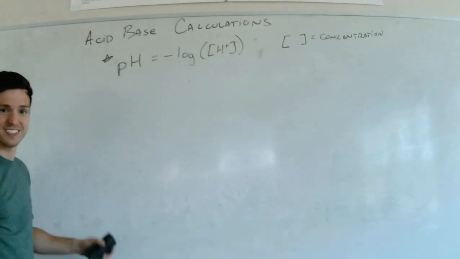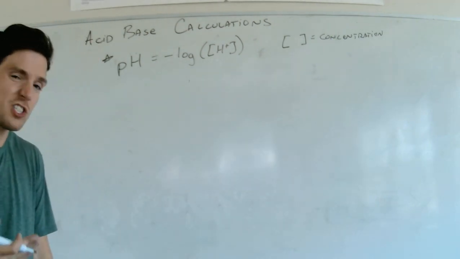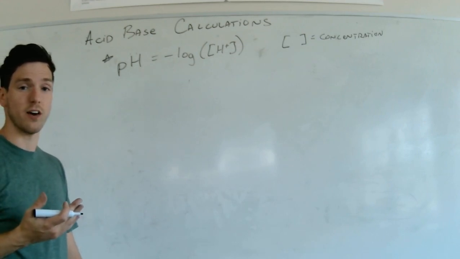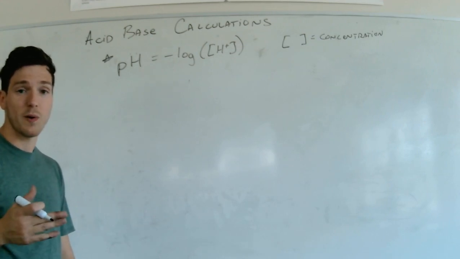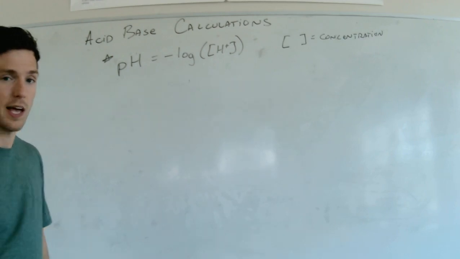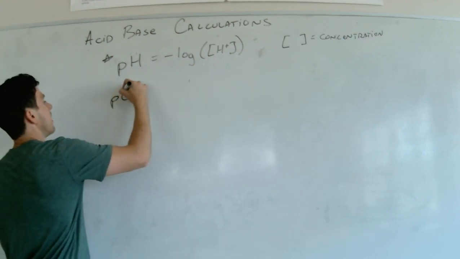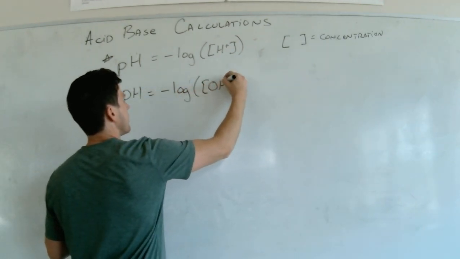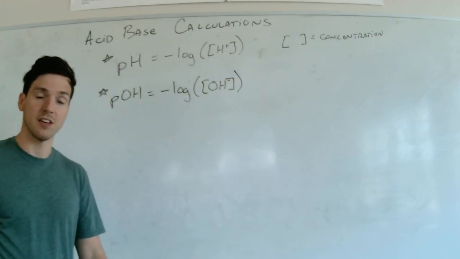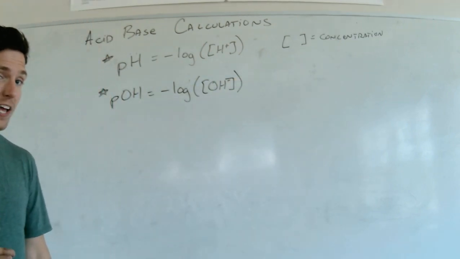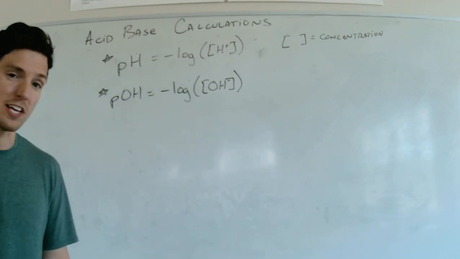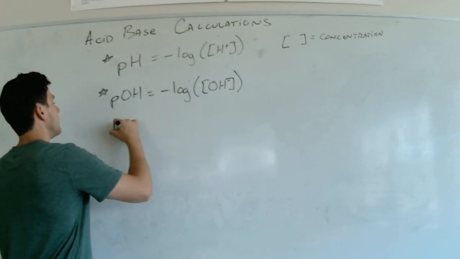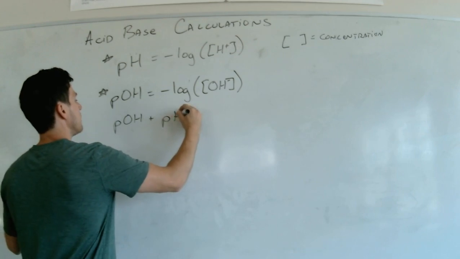Well, we can also find this thing called pOH, which is just the opposite of pH. There is also a pOH scale. It's just the opposite. On the pOH scale, 1 to 7 is basic, and on the pOH scale, 7 to 14 is acidic. So we can also find pOH, and it's just the opposite. We take the negative log of the concentration of the base. So if you have 0.1 molar NaOH and you take the negative log of it, it will have a pOH of 1.